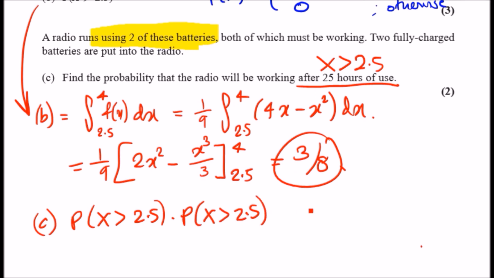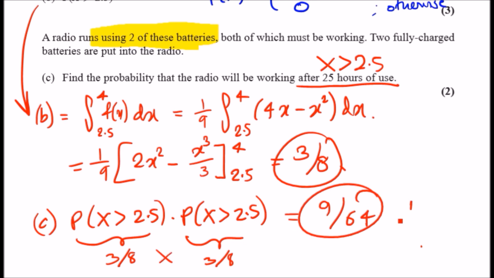So we need both of these happening. And well, we know the solution for both. This is 3 over 8, and of course, this is 3 over 8. So multiplying them out, you should get 9 over 64. Very easy problem. Very easy.